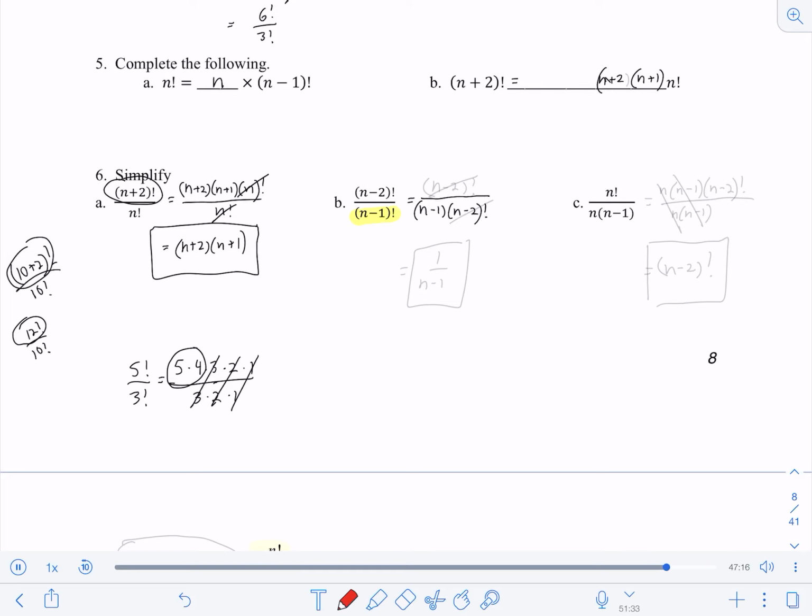I'm not going to keep on writing this chain out. I'm just going to stop there because I've seen the one that I'm going to cancel with. Okay? And so now I'm going to cancel, and by cancel, I mean form a 1 because those are identical. And so I've got 1 over n minus 1 as my answer. Okay?